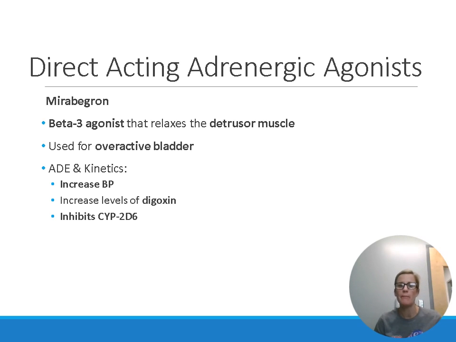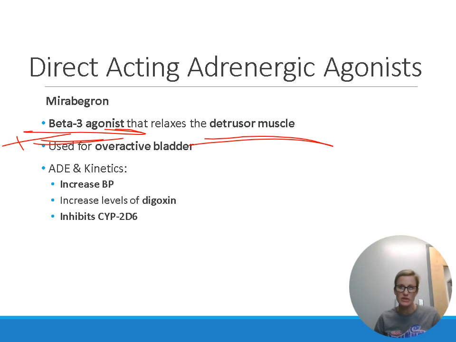Mirabegron. Mirabegron is a beta 3 agonist. We have not spoken much about beta 3, but remember I told you beta 3 is in the bladder. That's really one of the rare times we talk about beta 3, when we're talking about the bladder. So mirabegron is a beta 3 agonist that causes relaxation of the detrusor muscle. So it increases bladder capacity, and we use it for overactive bladder.